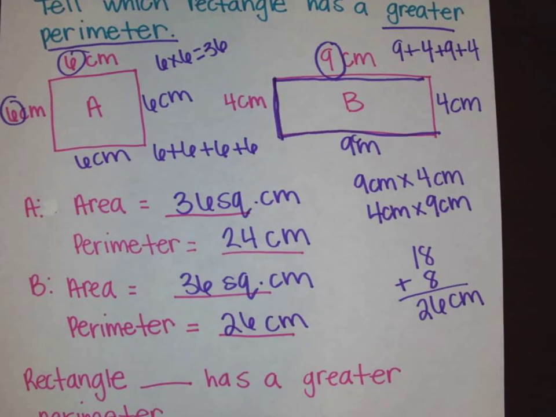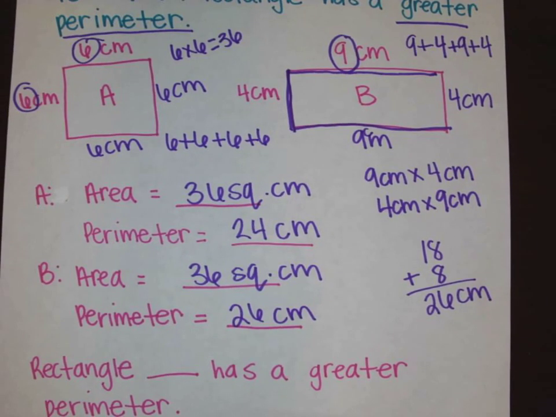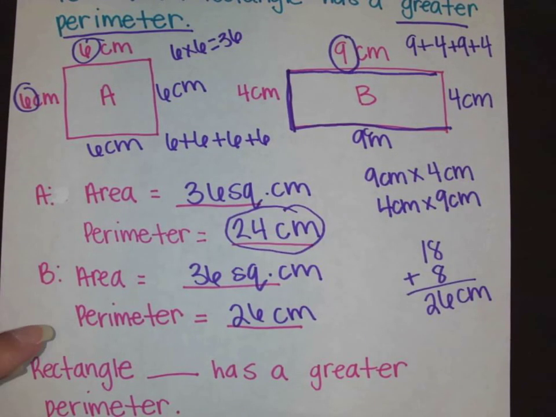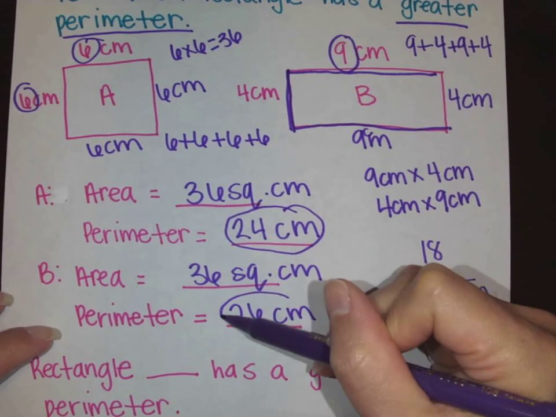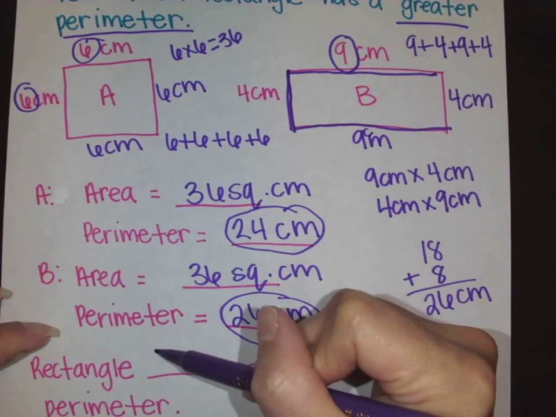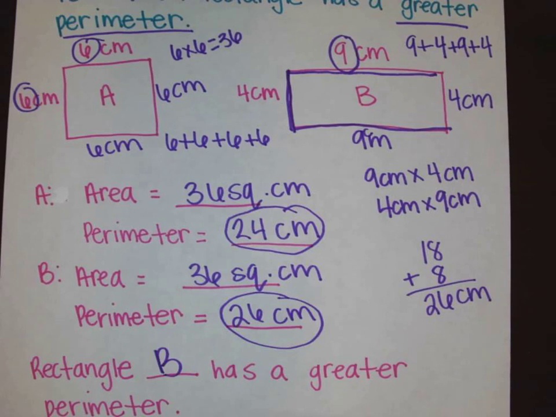All right, so let's look. Which figure has a greater perimeter? Well, let's look. Perimeter A is 24 centimeters, and for figure B is 26. Oh, we know that 26 is larger than 24, so that means rectangle B has a greater perimeter.